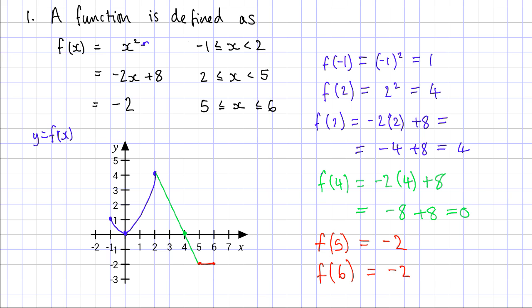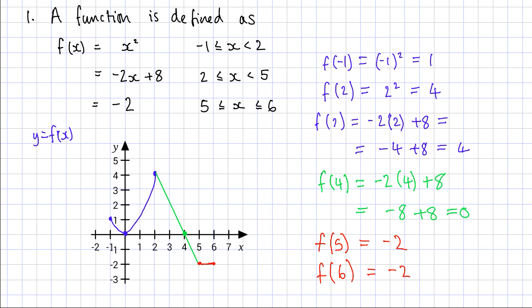So this is my graph. So the function is defined as f(x) is equal to x squared between minus 1 and 2, minus 2x plus 8 between 2 and 5, and minus 2 between 5 and 6. And this is my graph for it. So x squared between minus 1 and 2. Then it's minus 2x plus 8 between 2 and 5. And then it's minus 2 between 5 and 6.